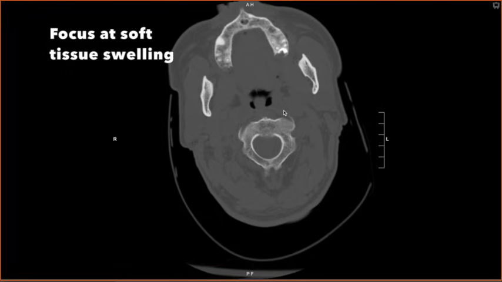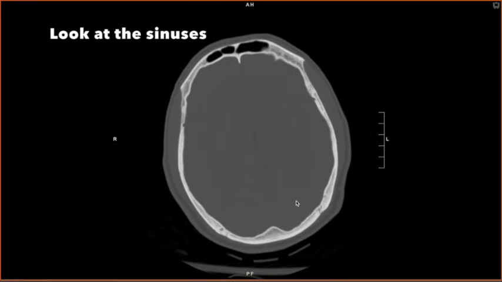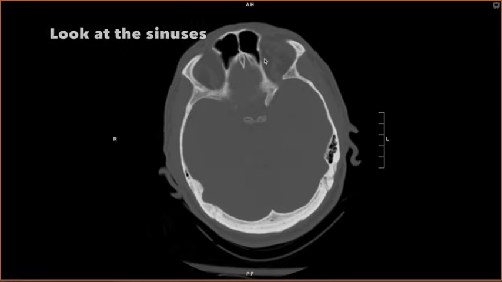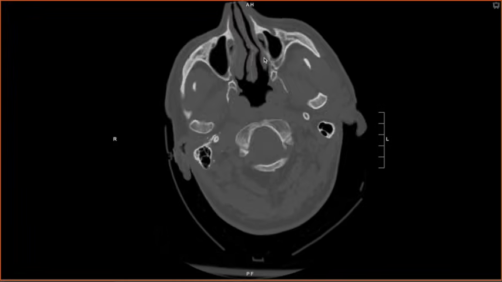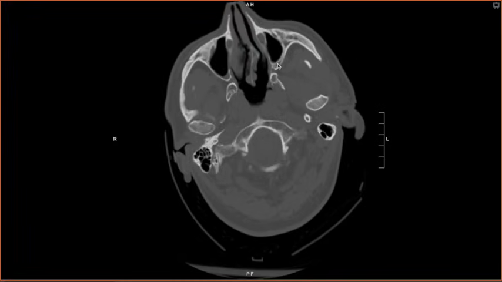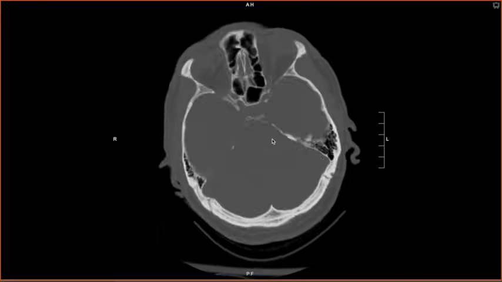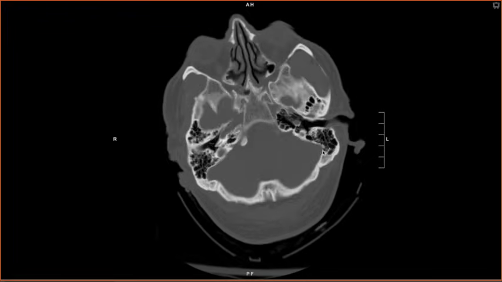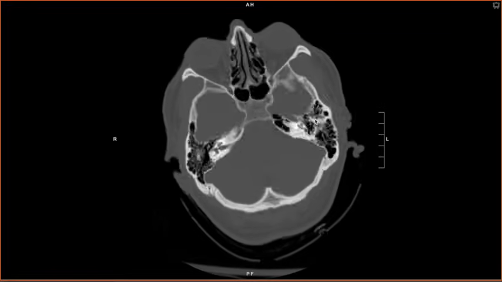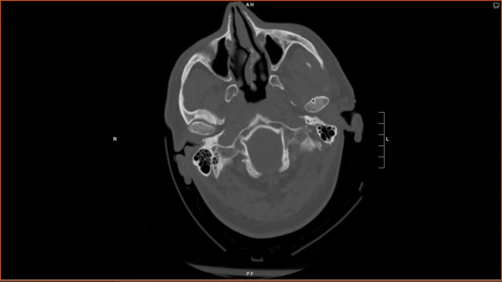You've already looked for soft tissue swelling. If you see any, focus your search in that region to start. If not, move on to the sinuses, starting with the frontal sinuses here, the ethmoid air cells here, the maxillary sinuses bilaterally here, and the sphenoid sinuses here. Next, look at the mastoid air cells here, and on the left as well. If you see any fluid or blood in any of these structures, you need to focus on the walls and look for fractures closely.